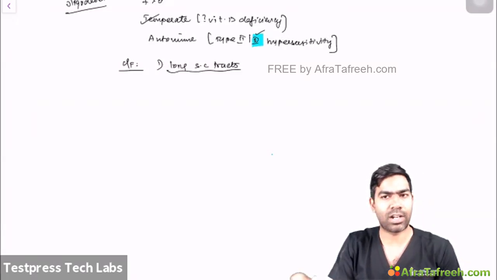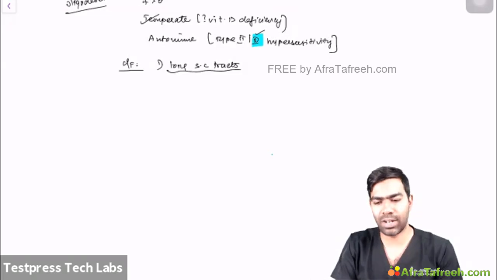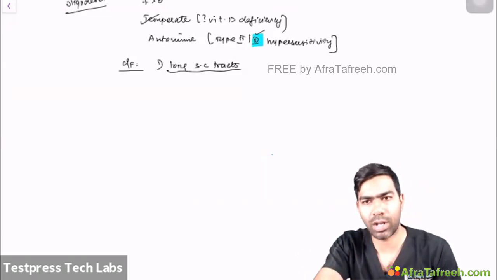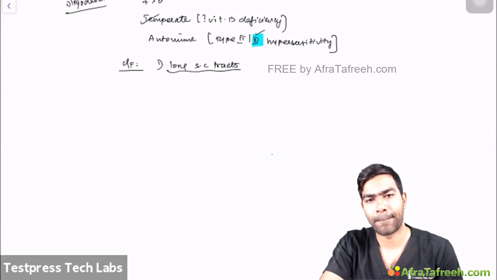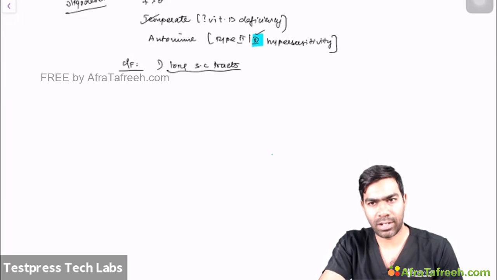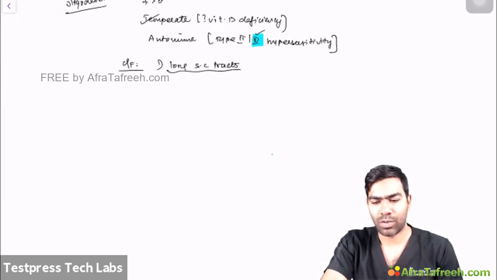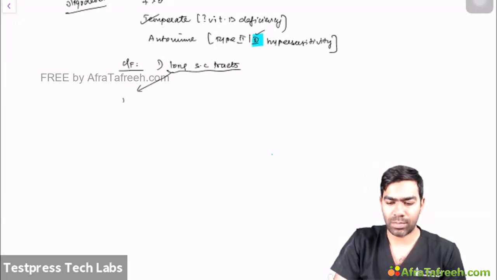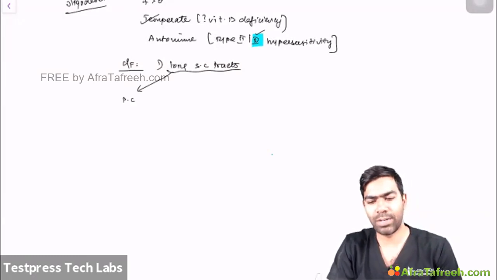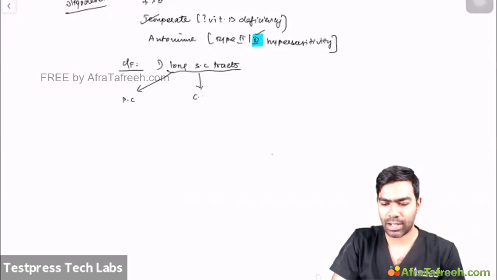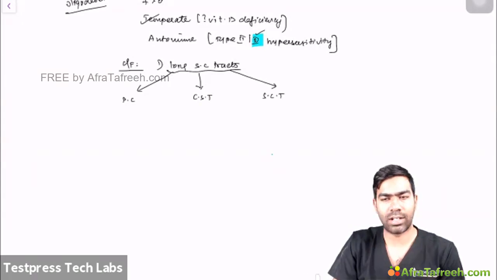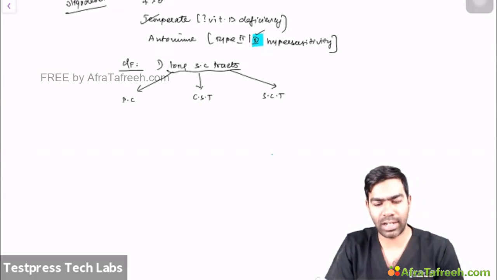In the spinal cord, there are a few tracts that are heavily myelinated, and that is the target for MS. What are the tracts that are heavily myelinated? That becomes a target for multiple sclerosis. Of course, the first tract is the posterior column, one of the most heavily myelinated. Then the second tract is the corticospinal tract, and the third tract that is again heavily myelinated is the spinocerebellar tract. These are the three tracts that are going to be the classic target for MS.